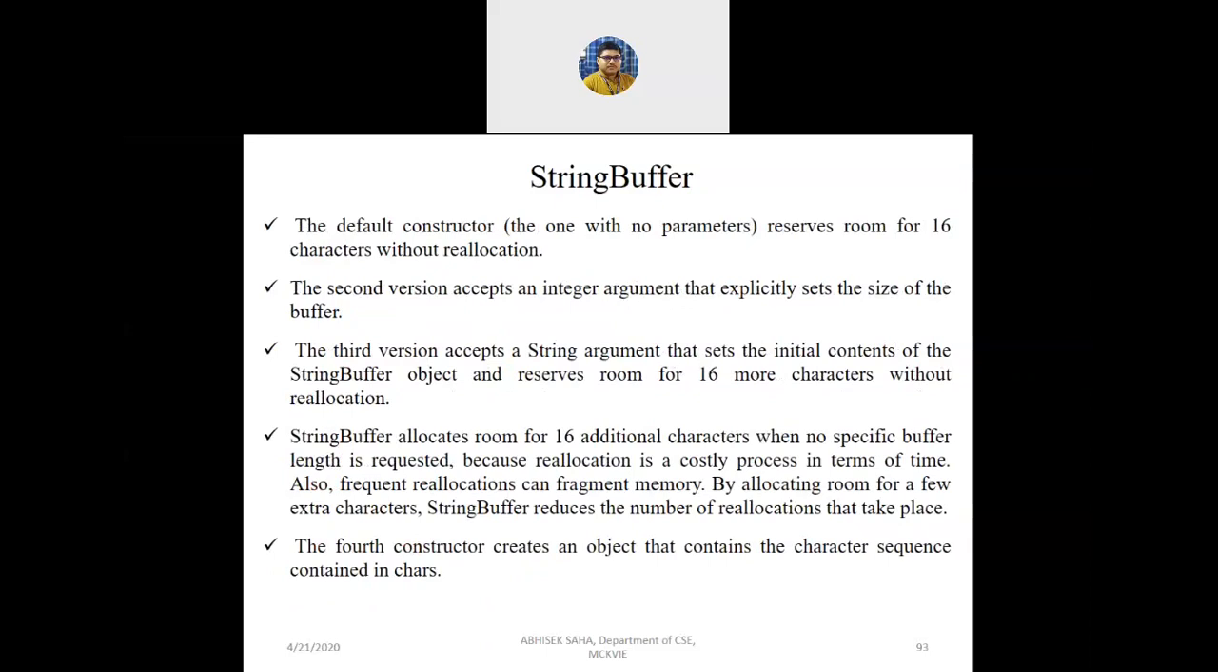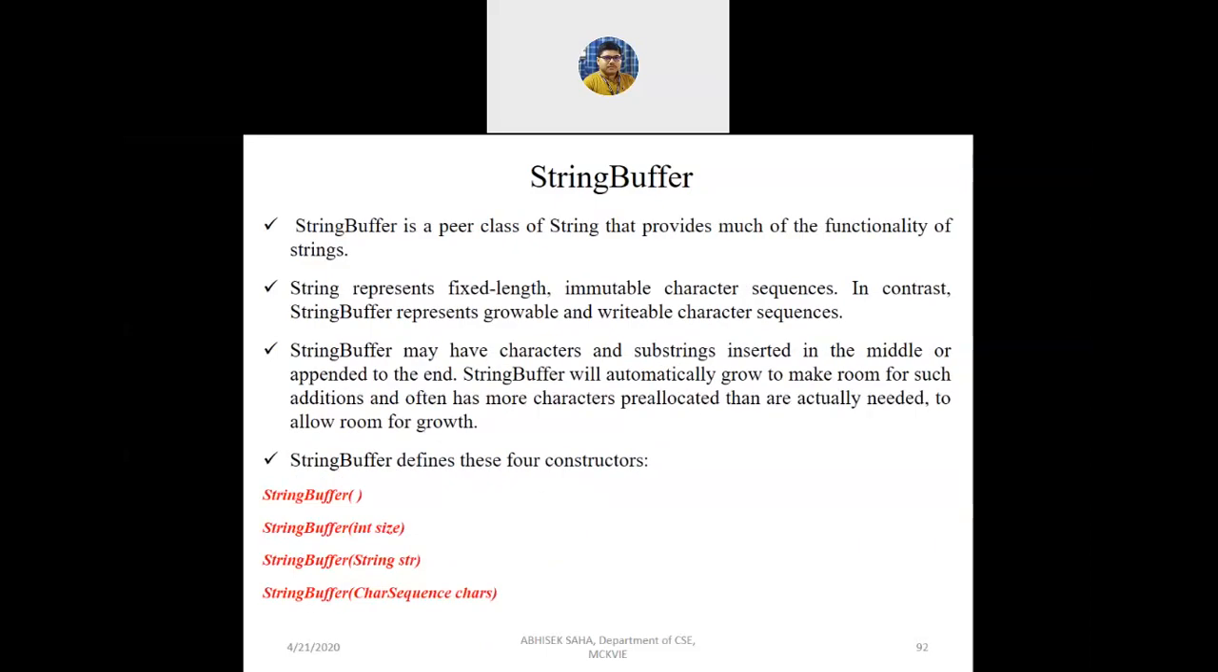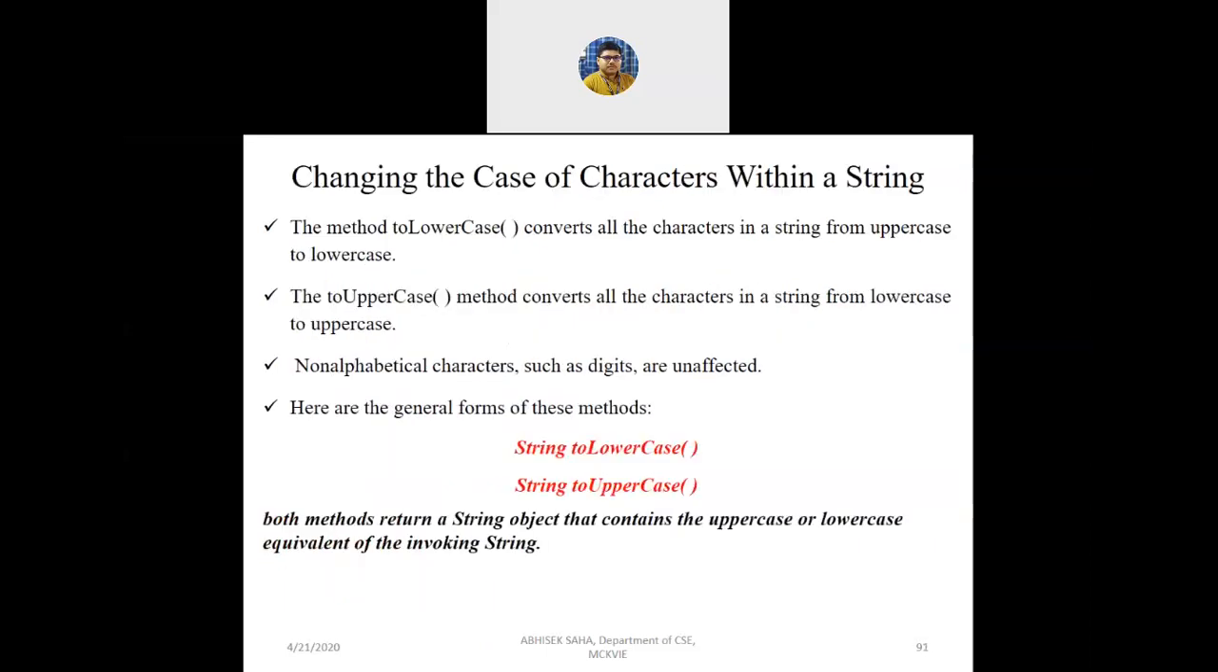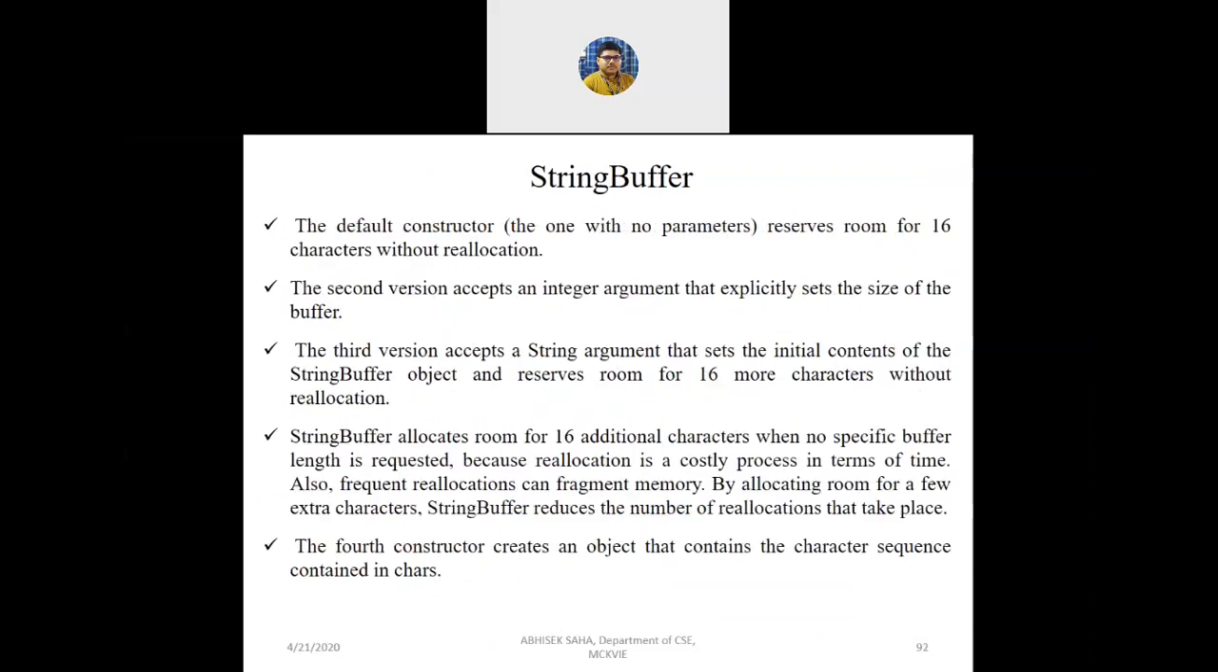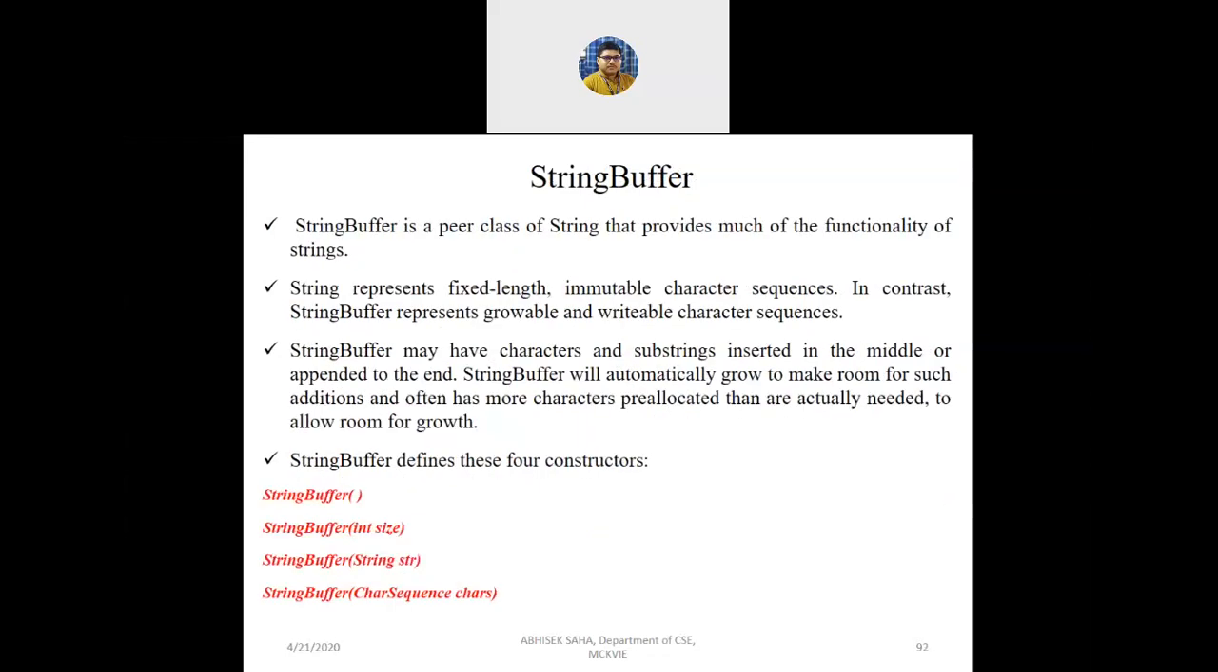And the fourth constructor creates an object that contains the character sequence contained in cs. We have passed a character sequence in cs. Using that cs, it creates an object. Nice. So these are the meanings of these four string buffer constructors.